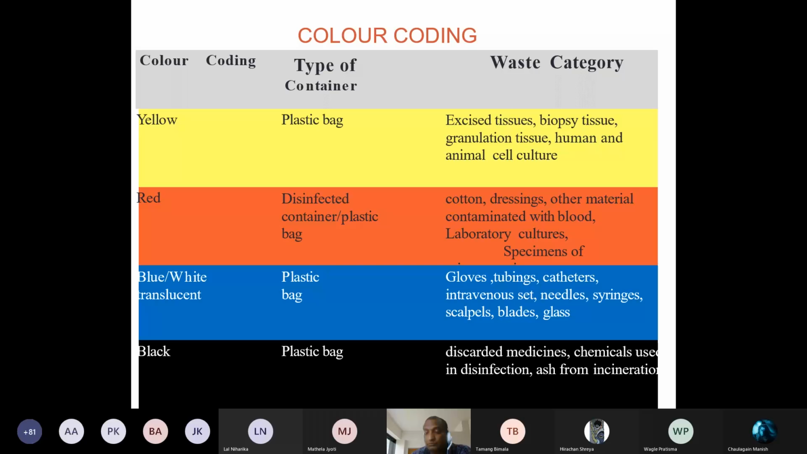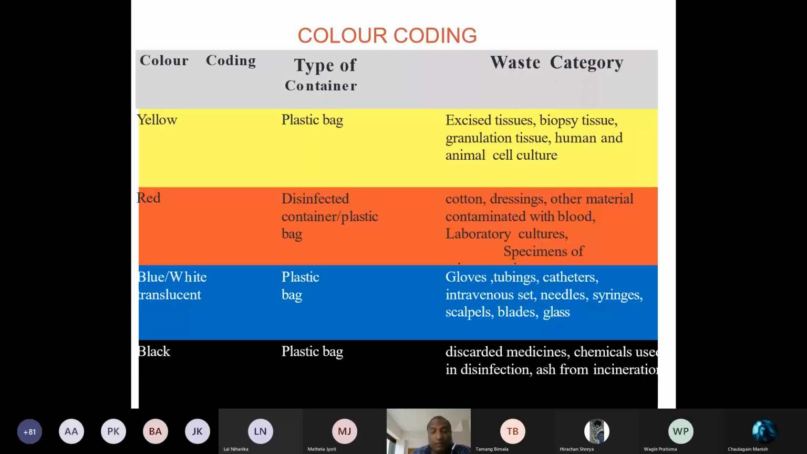Now after this, you have to understand these things. Color coding is very important. You have to know what container color should be used for what type of waste category. There is a yellow plastic bag or yellow container. By seeing this color only, we can know what type of waste it is, and as per that we have to store it separately, so that while disposing, some can be incinerated, meaning burned, some can be buried under the ground, and some may need a proper landfill site outside, away from the road.